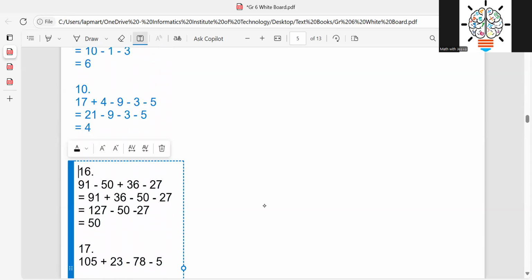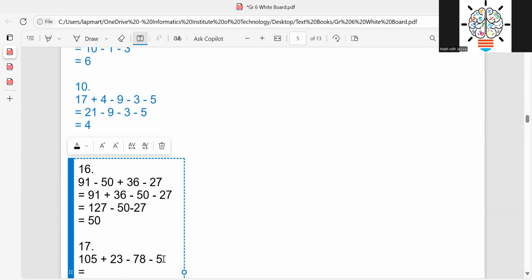Here what happened? The 17th one. You can't see that, the 17th one, right? We have to redo it the same. So you have 105 and 23 straight away. You add 105 and 23, it is 128. And from that you deduct 78 and you deduct 5.